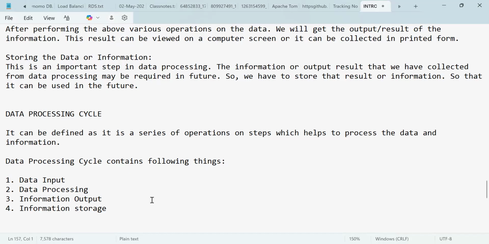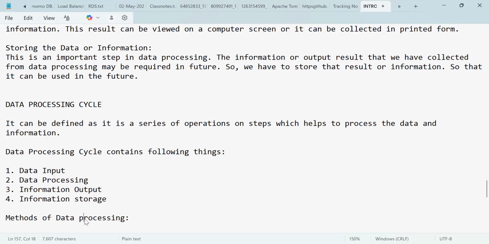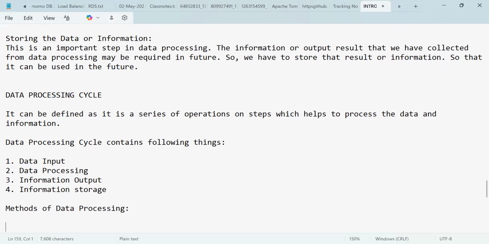So in these steps, first data input, after that data processing, after that information output, and after that information will be stored. This is the information storage location. Using the data processing cycle, it contains various methods. Methods of data processing will be discussed in these days. Methods of data processing are of different types.